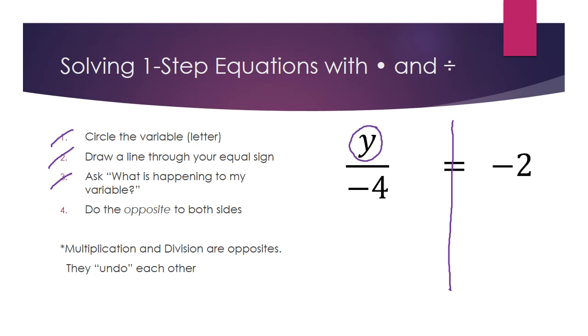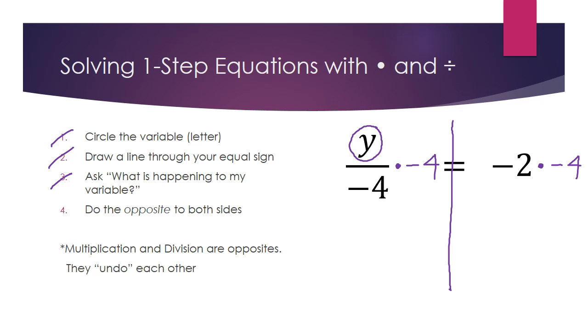Since y is being divided by a -4, we have to do the opposite of division, which is multiplication. So we need to multiply this by the same thing, by -4. As you can see, that's why I left some room out here so that I can multiply it by -4. But if I multiply this side by -4, I have to do the same thing on the right side, otherwise it's unbalanced. So I have to multiply my right side by -4 as well.